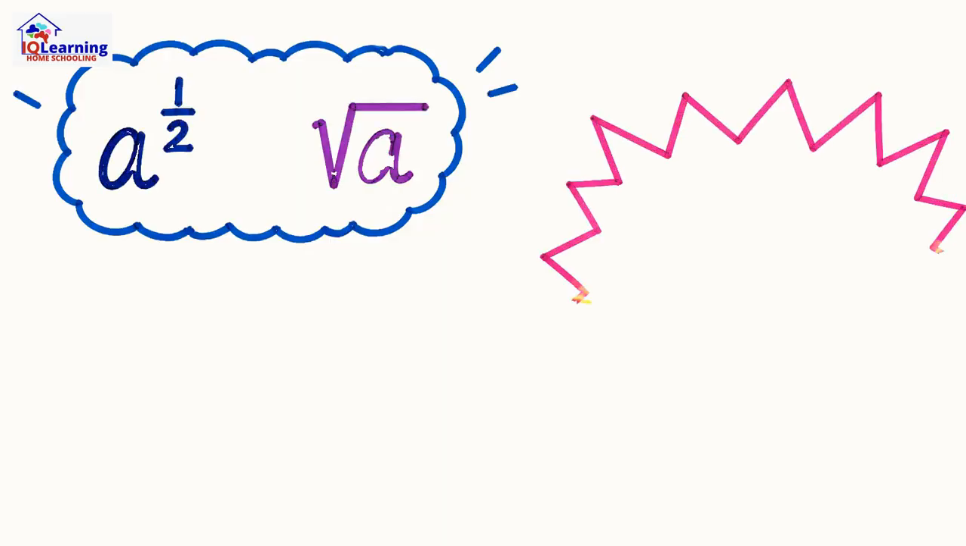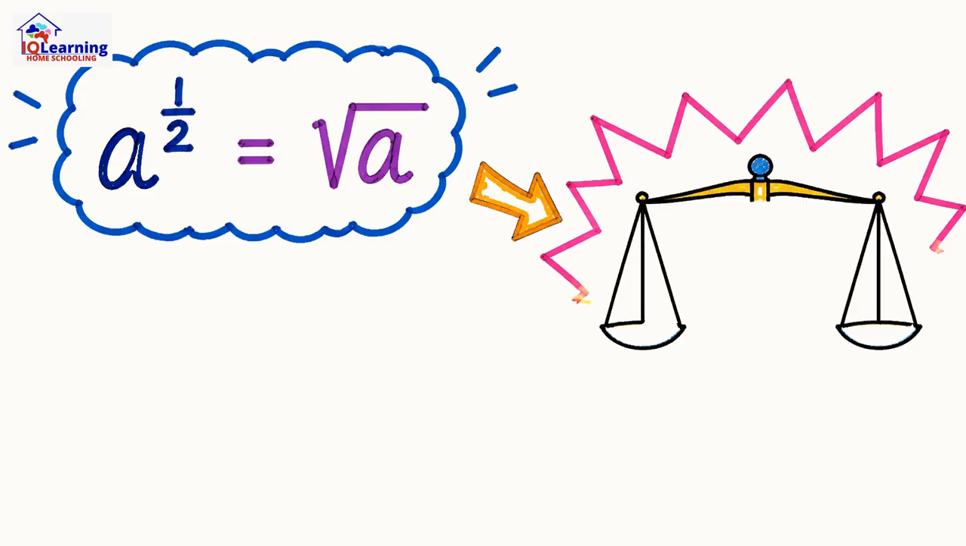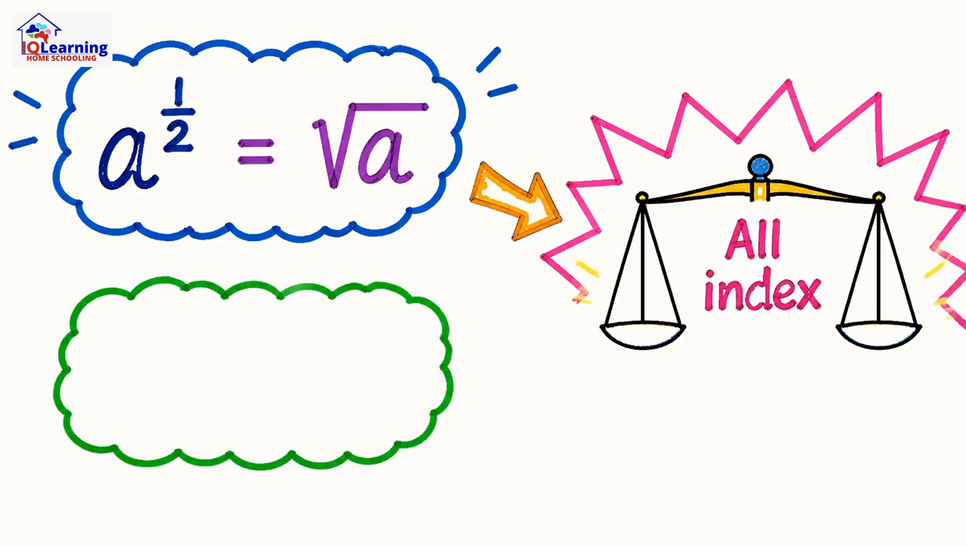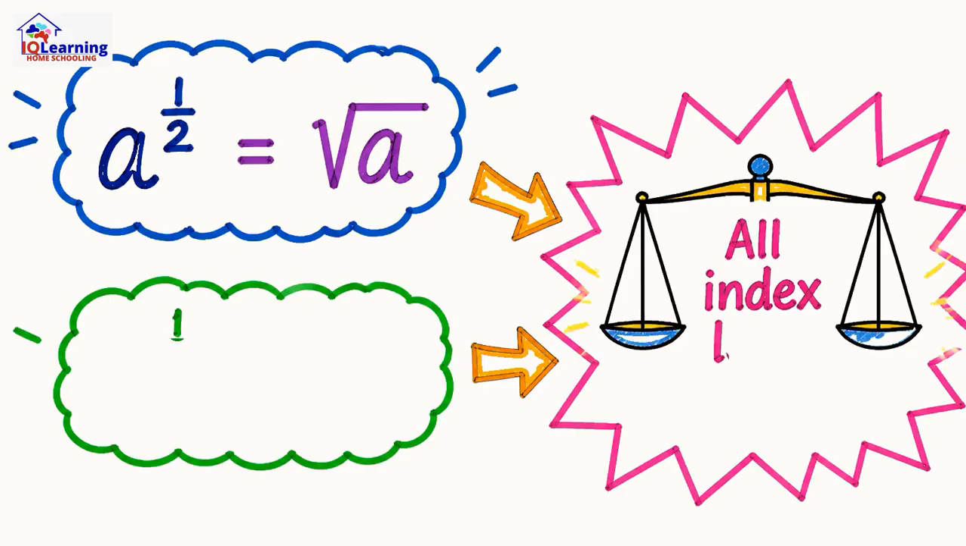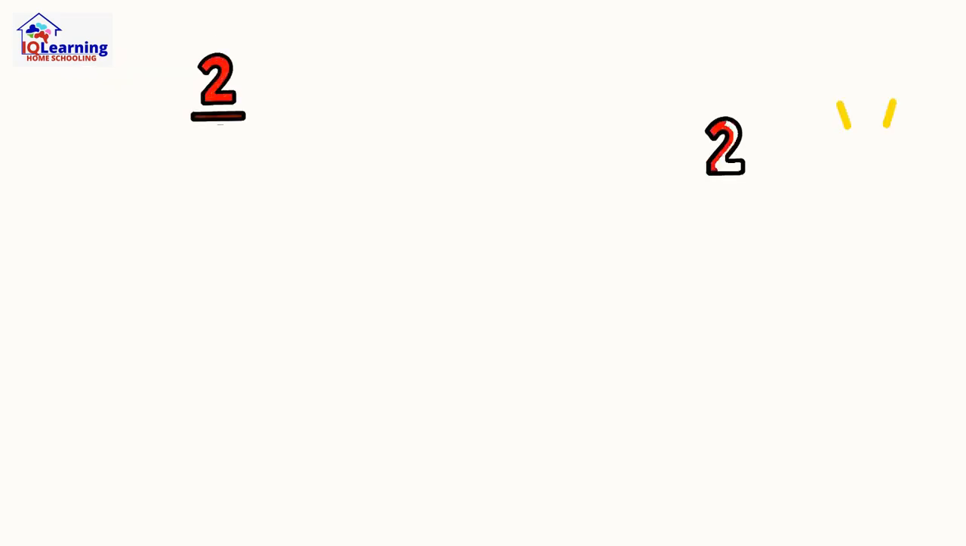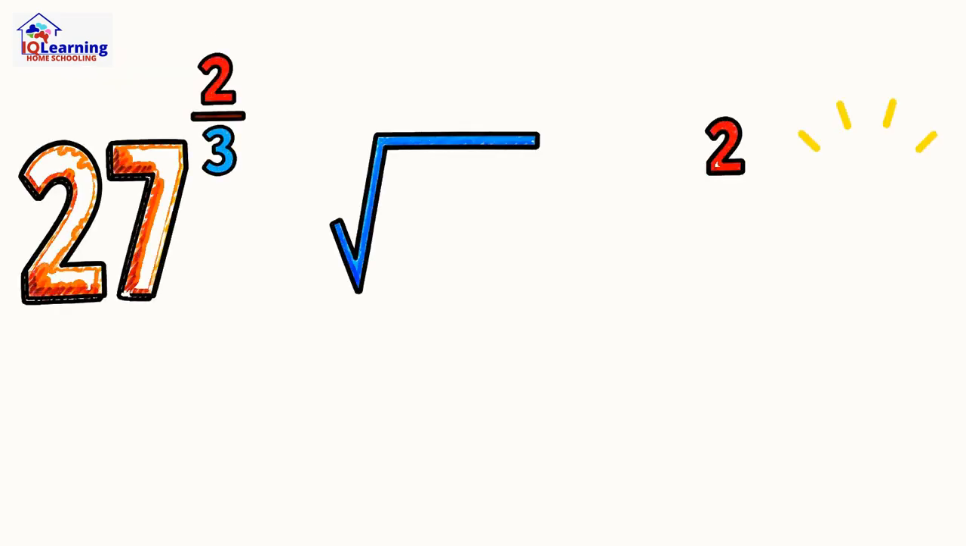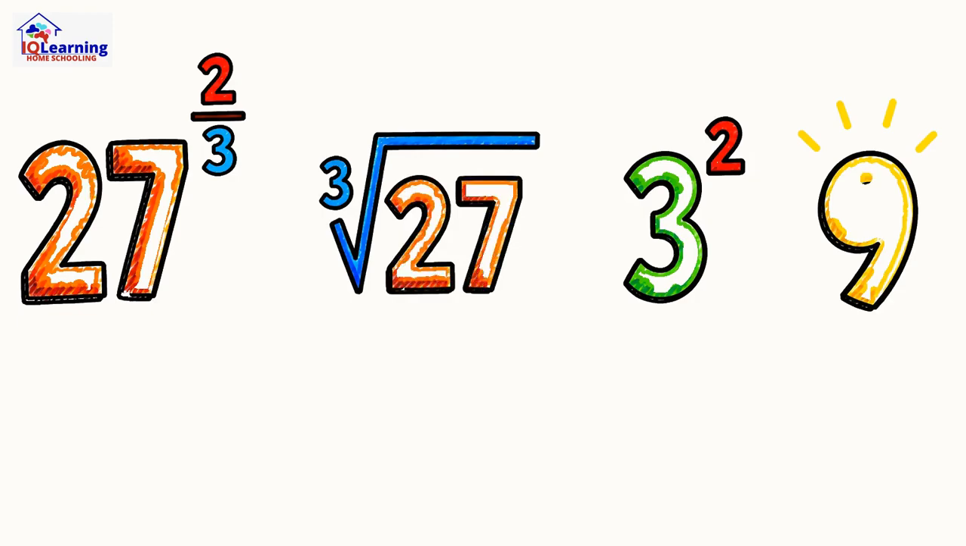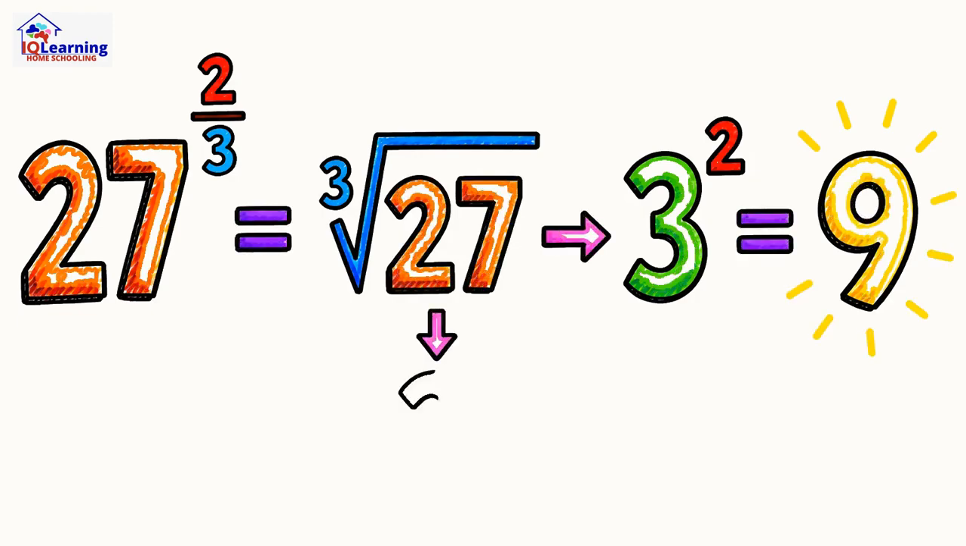Finally, fractional indices allow us to write roots using the same notation. A power of 1/2 is just a square root. A power of 1/3 is a cube root. This is incredibly useful because it means all the index laws still apply. So evaluating 27 to the power of 2/3 means taking the cube root of 27, which is 3, and then squaring that result to get 9.